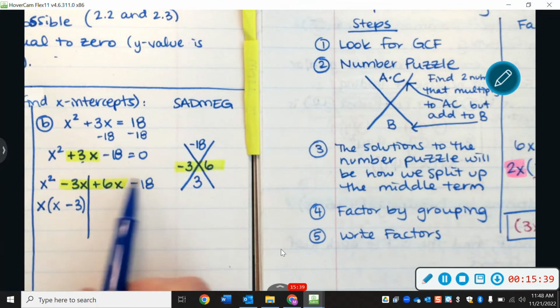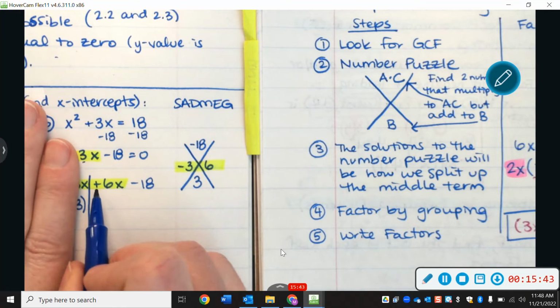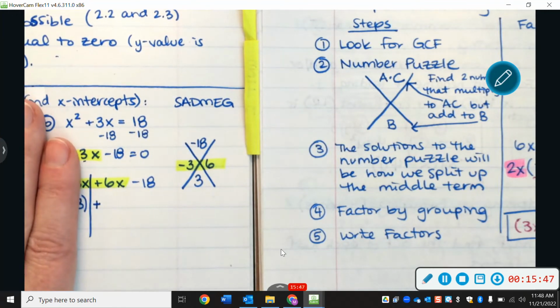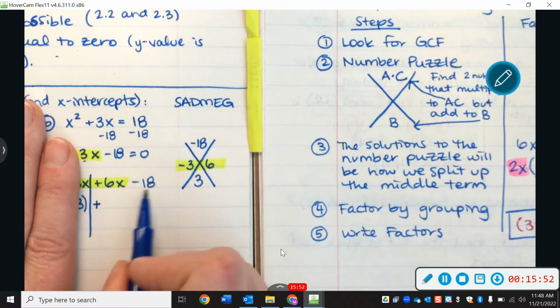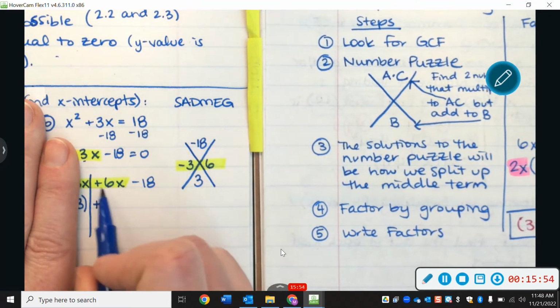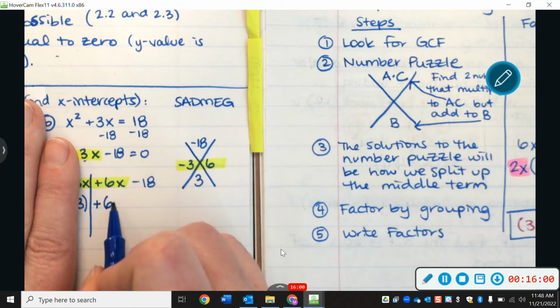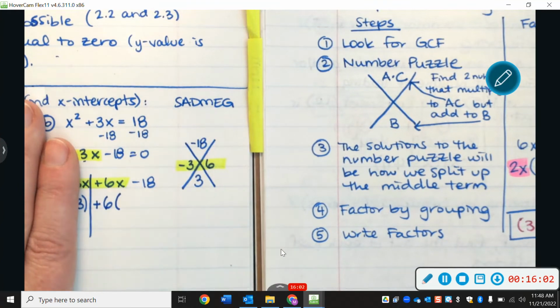So we're going to do the same thing for this other half here. I'm noticing my leading coefficient is positive, so whatever my GCF is, it's definitely going to be positive. I'm noticing they don't have any variables in common, but they're both divisible by 6. So my greatest common factor is going to be a 6. And I'm going to undistribute that. I'm going to divide that out from both of them.